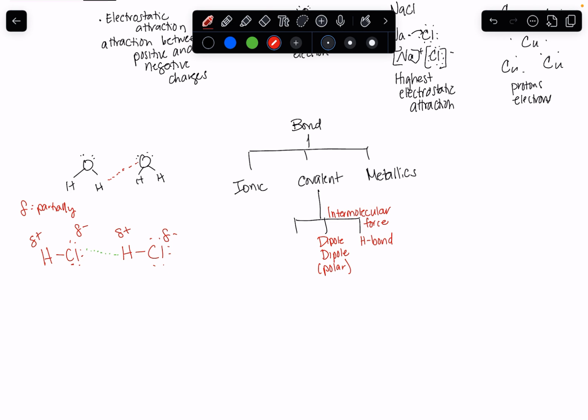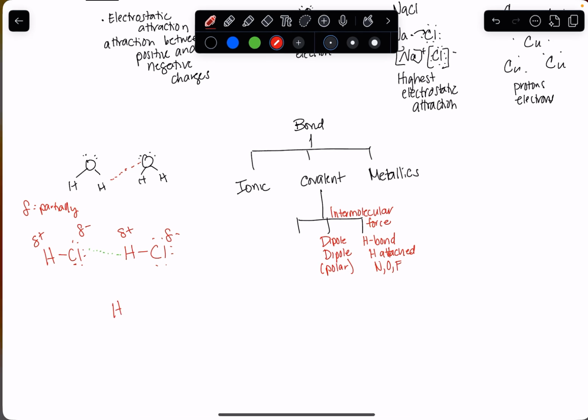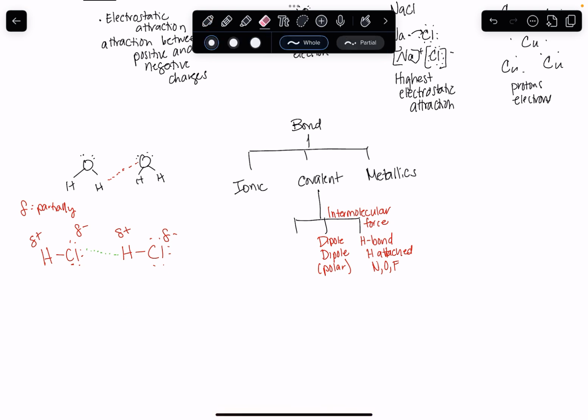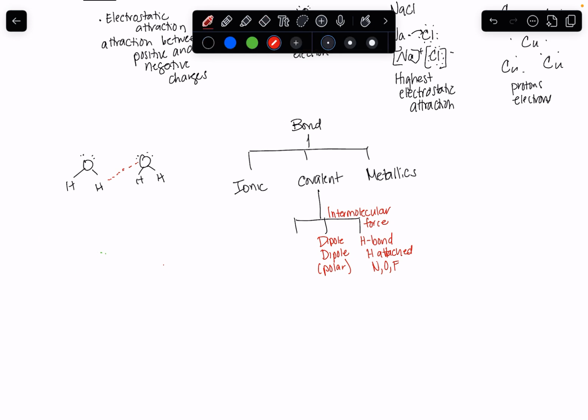It's actually going to be when a hydrogen is attached to a nitrogen, oxygen, or fluorine. Okay, so for example, let's take a look. Actually, I already have water drawn. Let's go ahead and take a look at it. Let me erase all of this. Hopefully it's gone enough because it's going to drive me nuts.